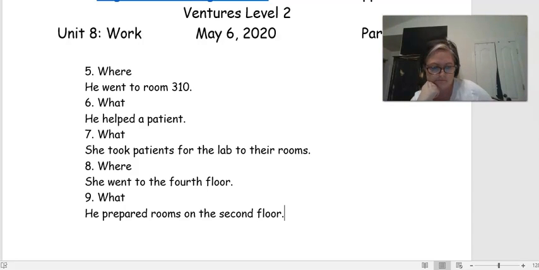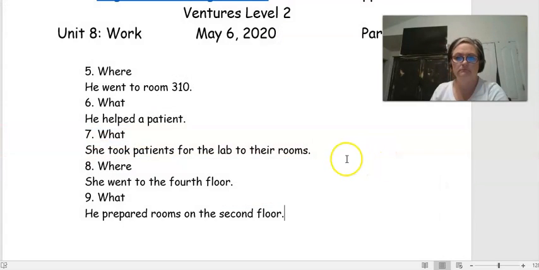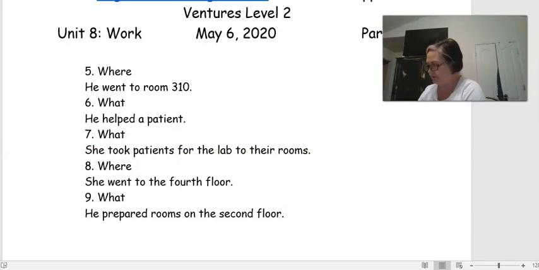Page 93, exercise 3, track 28. 1. What did Mai and George do at 9 o'clock? They met new patients in the reception area. 2. Where did Mai take her patient at 9:30? She took her patient to the lab. 3. What did George do at 9:30? He picked up x-rays from the lab.